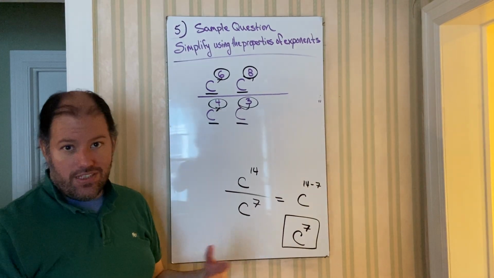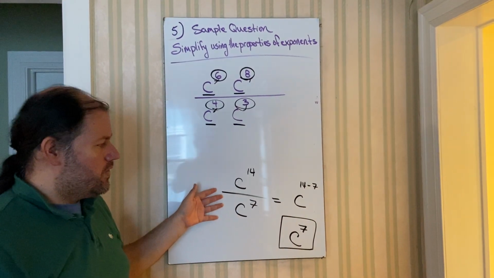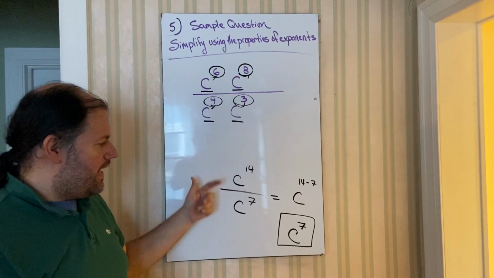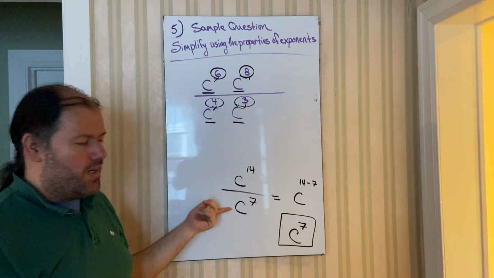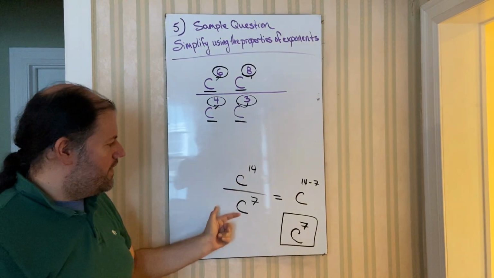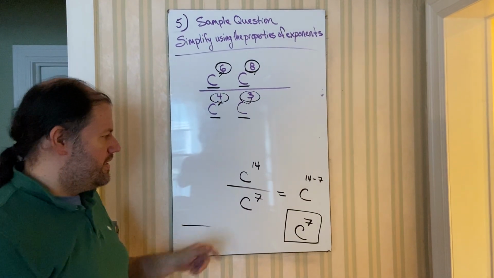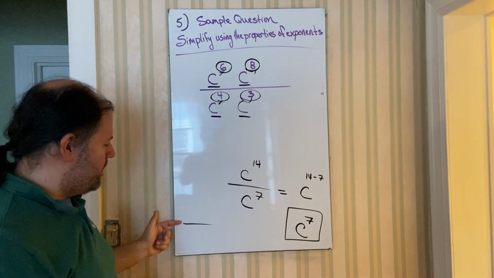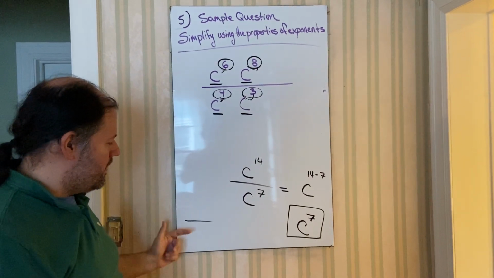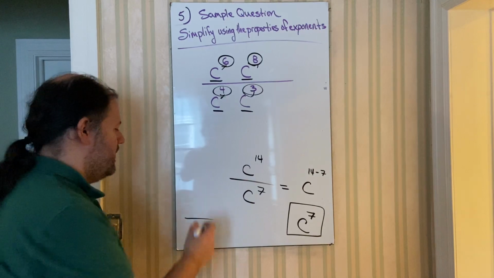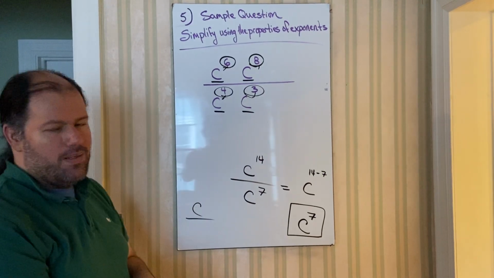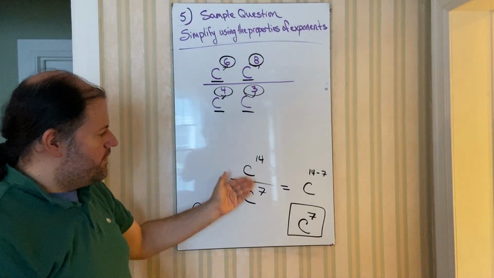Or you could have asked yourself the 2 questions when it comes to the quotient rule. You have c's on top, you have c's on the bottom. Where do you have more? 14 c's on top, 7 at the bottom. So where do you have more c's? You have more c's on top. So where would I put the c's? Either in the numerator or denominator. If I have more on top, I put the c on top. By how many more? 14 versus 7.